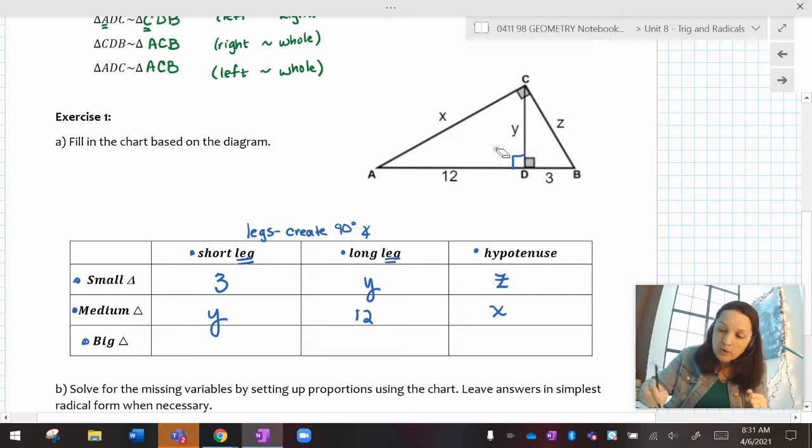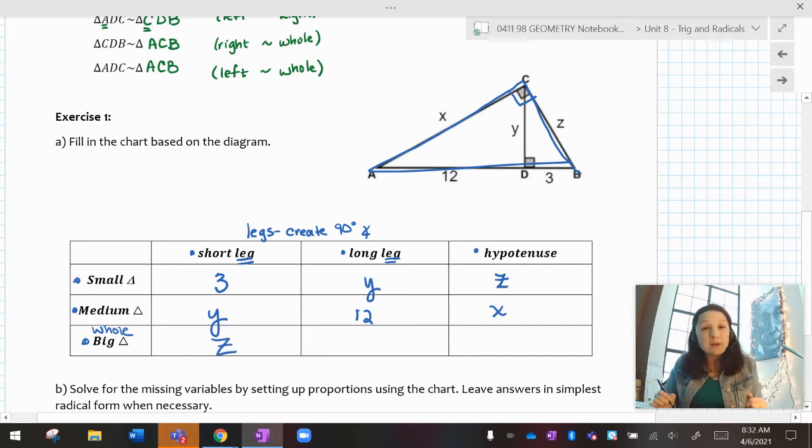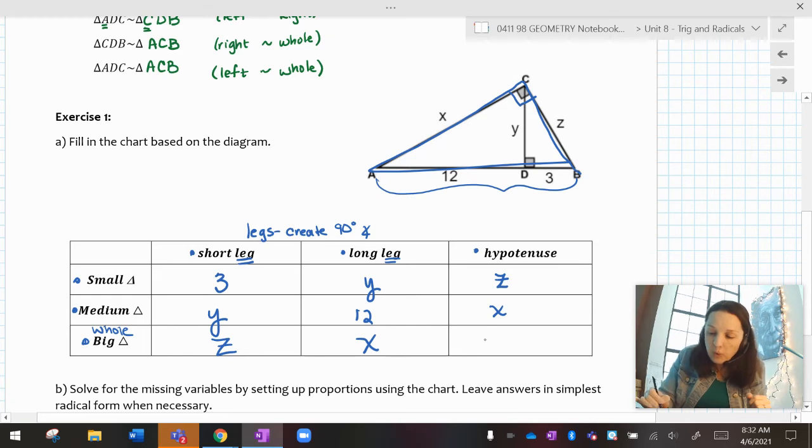All right. Now let's walk away from that triangle and look at the big triangle, also known as the whole thing. In this big triangle, here's my 90-degree angle. The short side of that 90-degree angle is z. The long side is x. And the hypotenuse is this whole thing down here, 12 plus 3, which is 15.